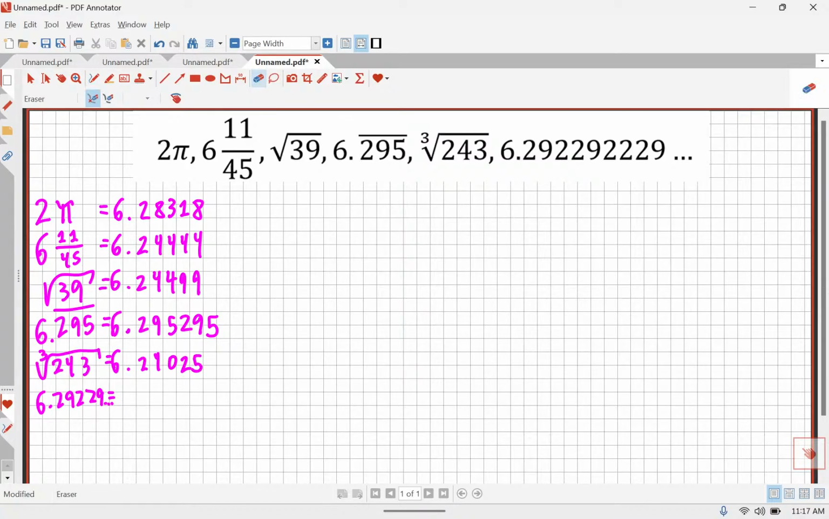6.24025. And you guys will notice that I'm really making sure that my place values line up. That's going to make my life a lot easier later. 6.29229. We'll see what happens. Okay, here we go. So let's look at the first digit. Is there a clear least or is it a big ol' tie, Juliet?